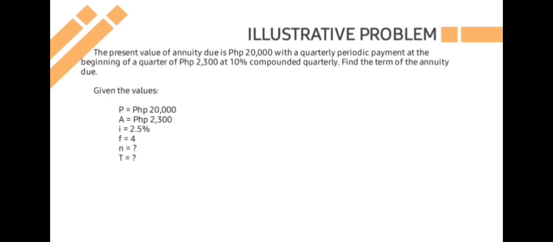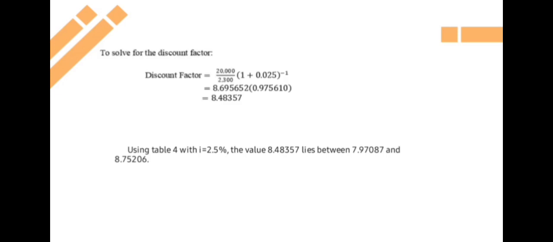So, to solve this, we have the procedure. So, first procedure is divide the present value to the periodic payment. So, 20,000 divided by the 2,300. Then, the second procedure, we will multiply it to the present value of 1, which is quantity 1 plus the interest rate, which is 0.025 to the power of negative 1. So we have the result of 8.48357.